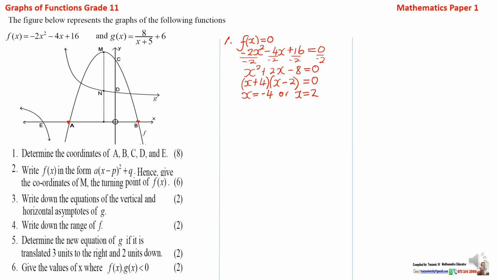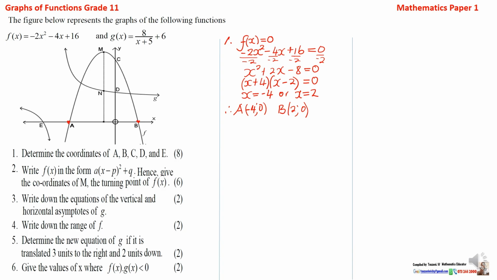Now I have to decide which value is for A and which one is for B. I can see that A is on the negative side. So it makes sense that out of these two numbers, the coordinates of point A are (-4; 0). Then the coordinates of point B are (2; 0). Those are the coordinates of point A and point B.